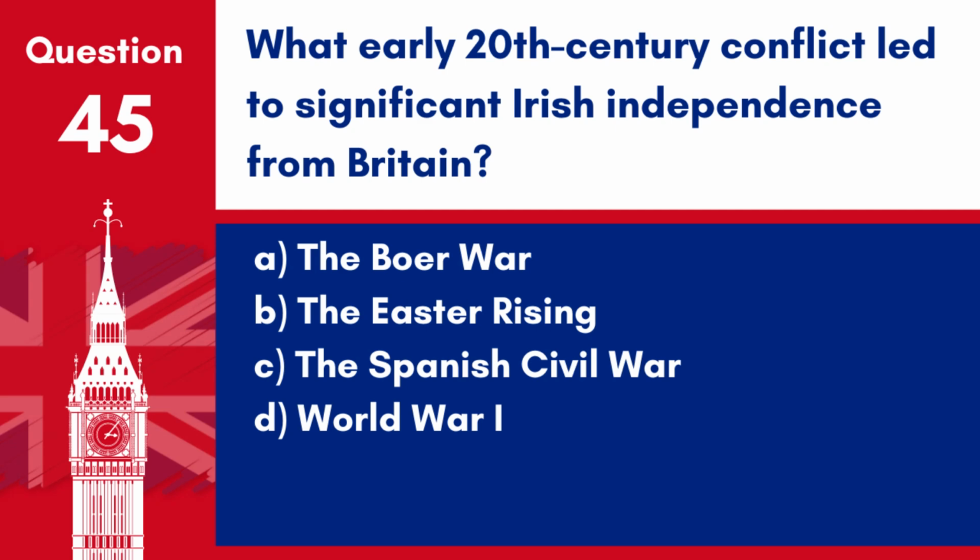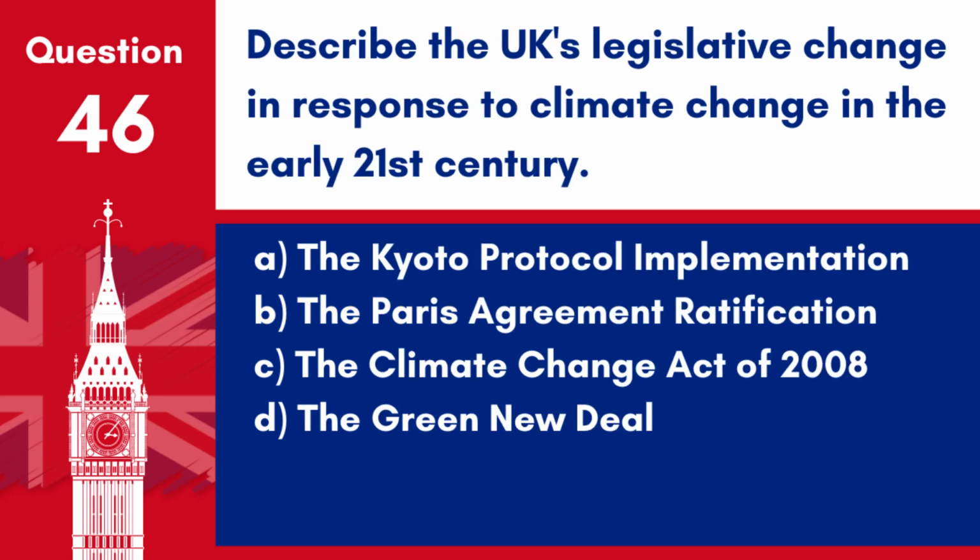A. The Boer War. B. The Easter Rising. C. The Spanish Civil War. D. World War II. Answer: B. The Easter Rising. The Easter Rising in 1916 was a pivotal event in Irish history, leading to significant movements toward Irish independence from British rule. Question 46. Describe the UK's legislative change in response to climate change in the early 21st century.